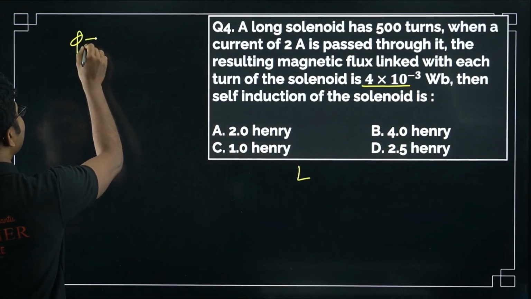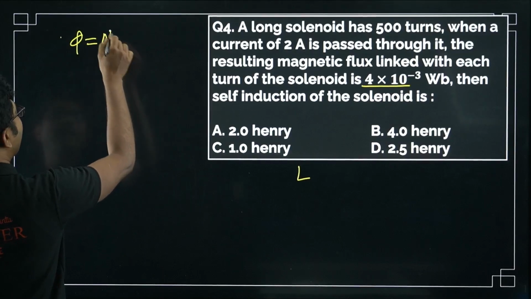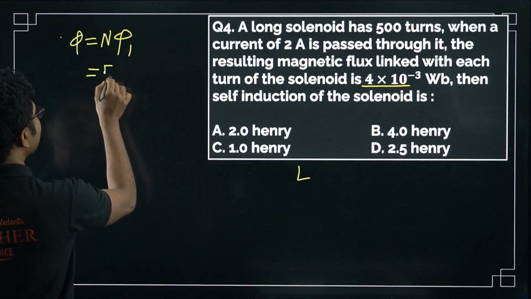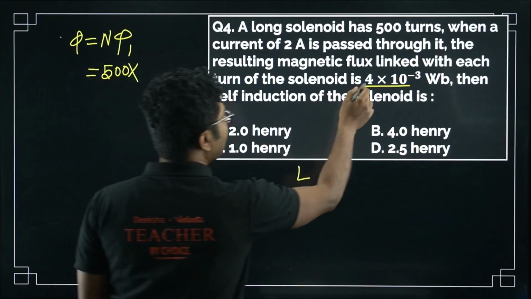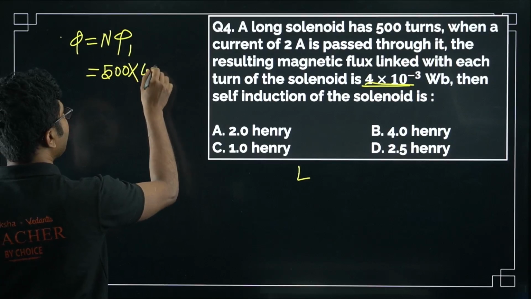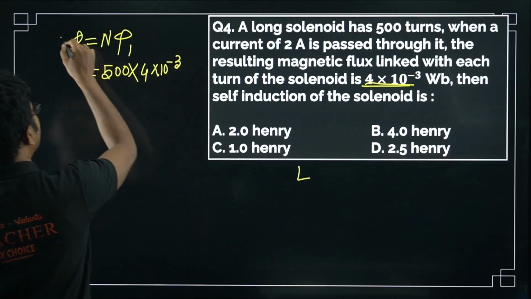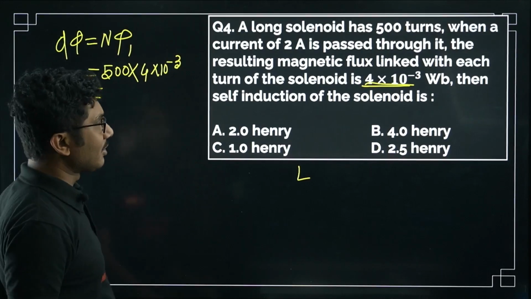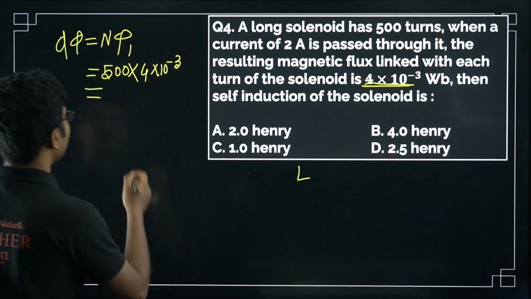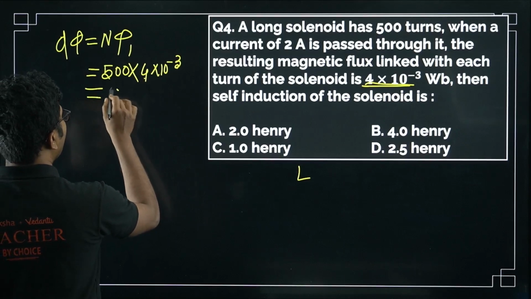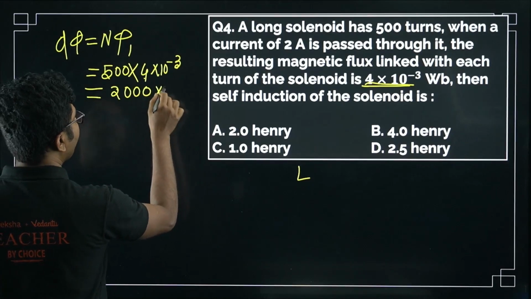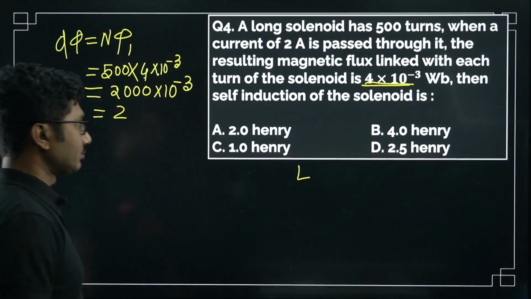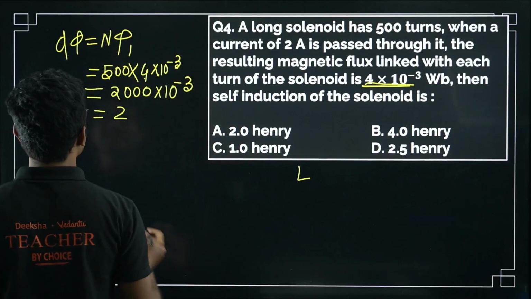Total magnetic flux is basically N into the magnetic flux through one single coil, which is 500 turns, and from one turn it is 4 into 10 to the power of minus 3. You can consider this to be d phi as well. The change in flux, because this is linked, means this is changing as well. So it will be 4 into 5, 2000 into 10 to the power of minus 3, that is 2. So d phi is 2. Now what is the induced EMF?